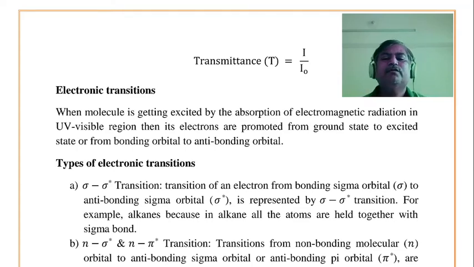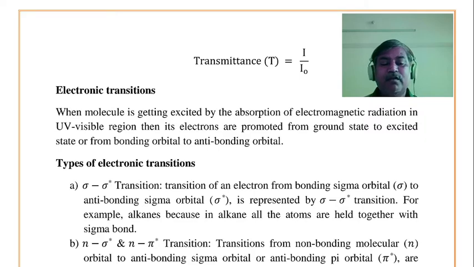Okay, we are going to continue the same point in the second half. In the last half, we have studied absorbance and transmittance. Transmittance is the ratio of the intensity of transmitted light radiation to the intensity of incident light radiation, that is I upon I0. So we have covered absorbance, transmittance, and the Beer-Lambert law.